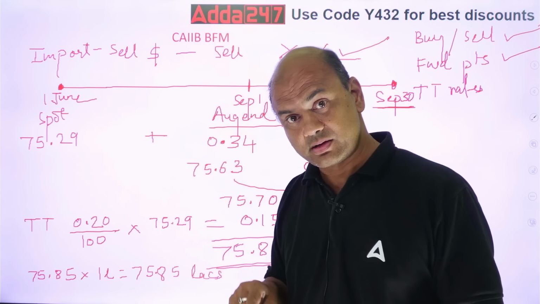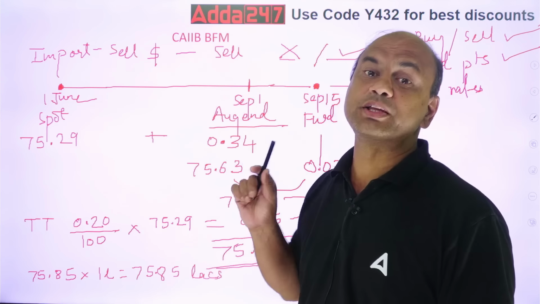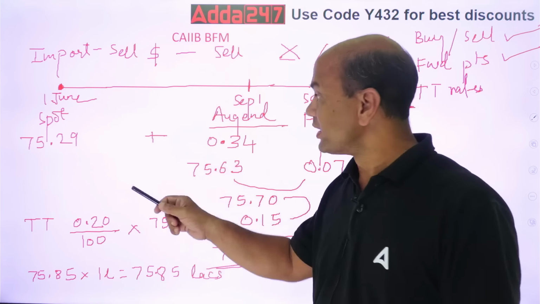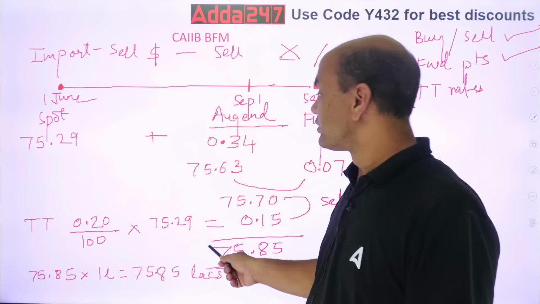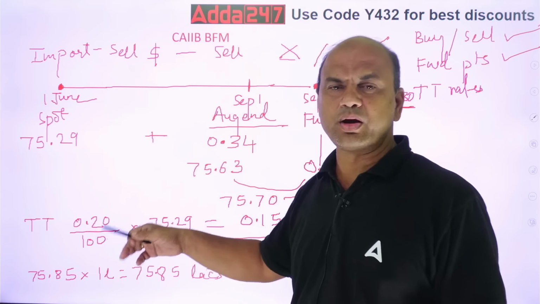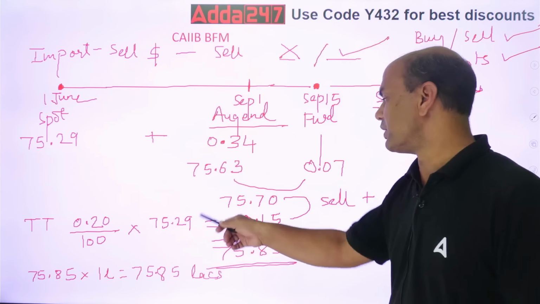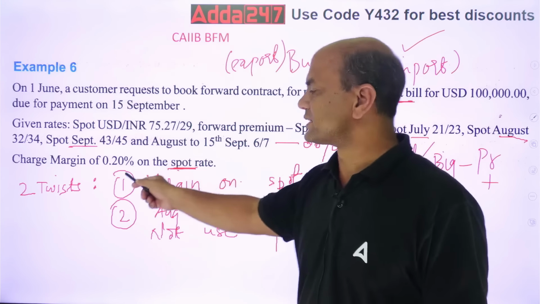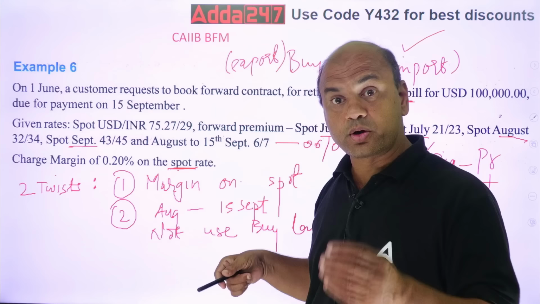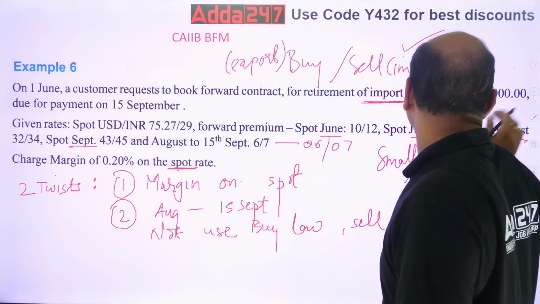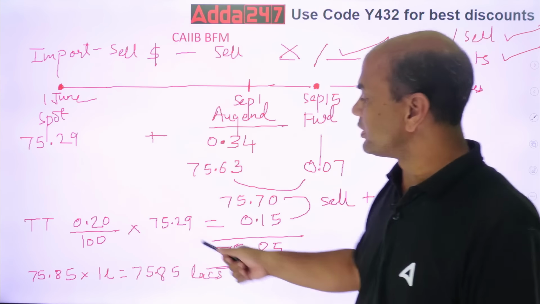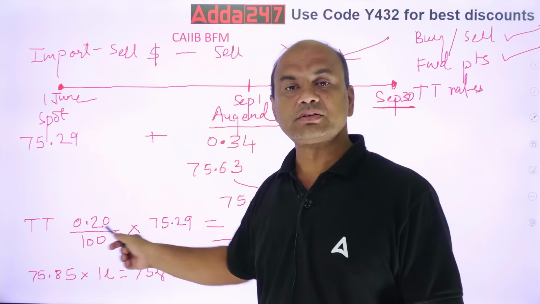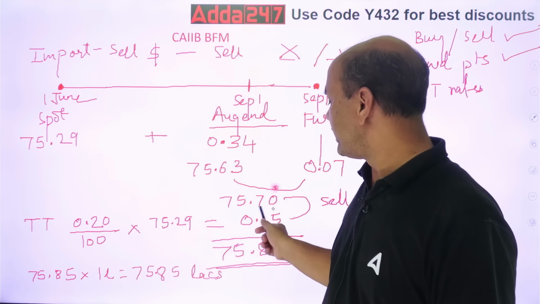But in this problem, it's specifically mentioned: calculate the TT margin on the spot. So this is the spot. So 20%, sorry, 0.2%, into spot. 20% is a huge amount. So 0.2 divided by 100, into 75.29. Multiply this, and you will get 0.15.